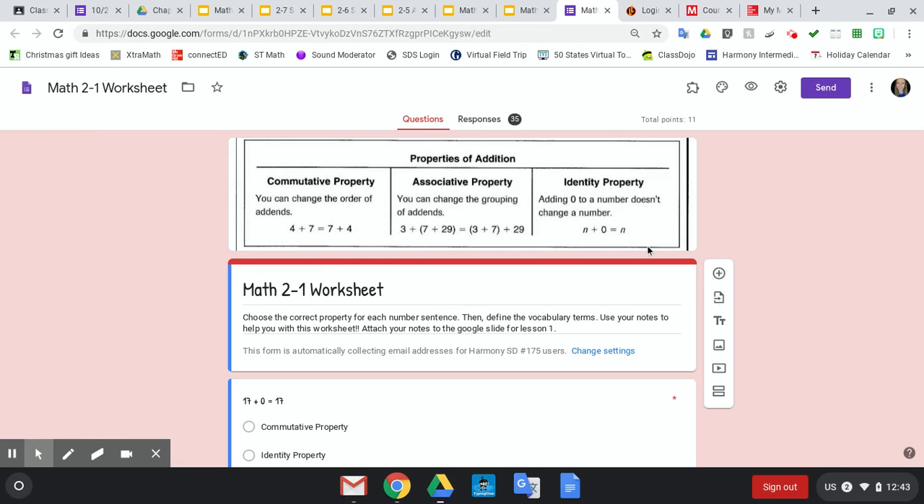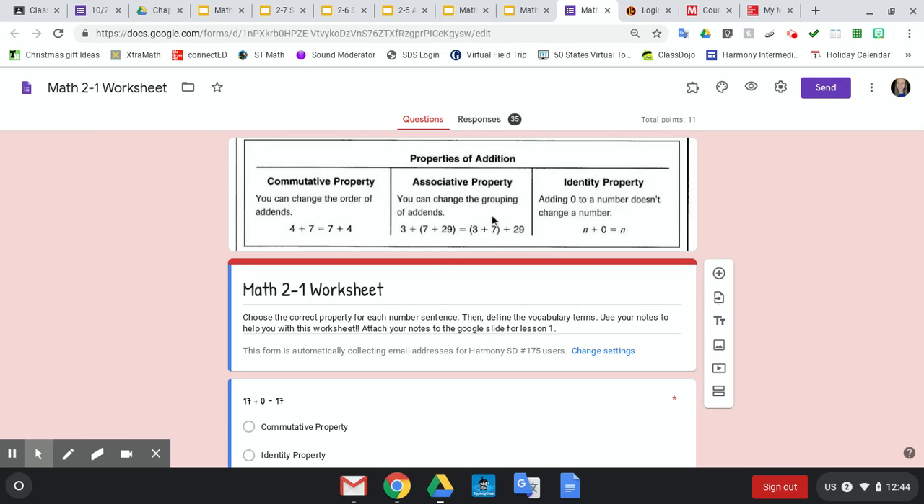Associative property is when we have more than two numbers that we're adding together. When we have more than two numbers, we need to be able to group numbers together that we want to add first before adding the other numbers to it. So we use things called parentheses. Remember, we used our little hand symbols for parentheses. Here it says 3 plus 7 plus 29 equals, and you notice the order didn't change. 3 and 7 and 29 are in the same order, but the groupings change.